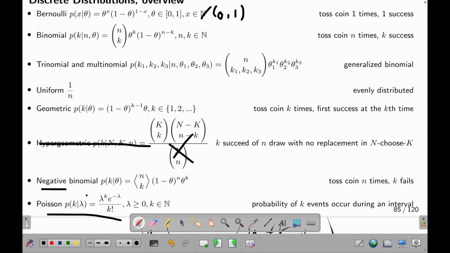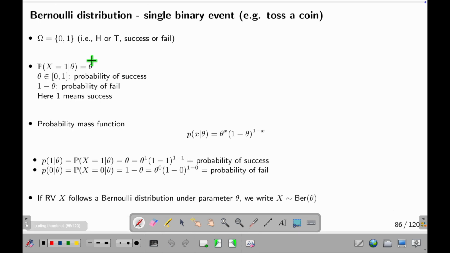Okay, and this one actually I'm not going to have on the exam. Just to let you know. Most likely it's binomial. Okay, so let's talk about the simple one. Bernoulli is very simple. You just have 0 and 1. That means success or fail. And what's the theta? Probability of success. So theta is some number between 0 and 1. That means if theta is 1, always success. If theta is 0, always fail.